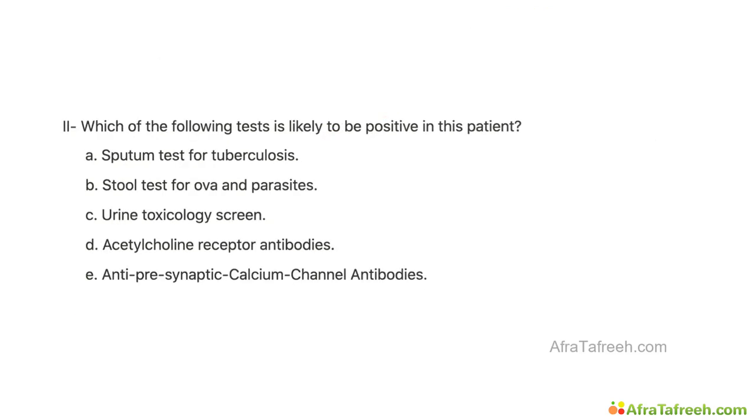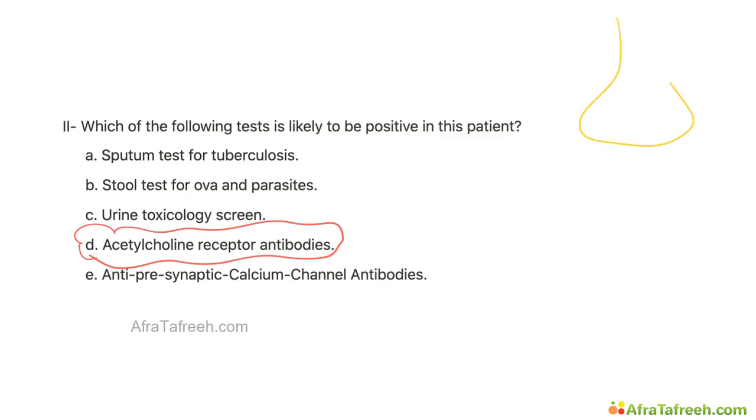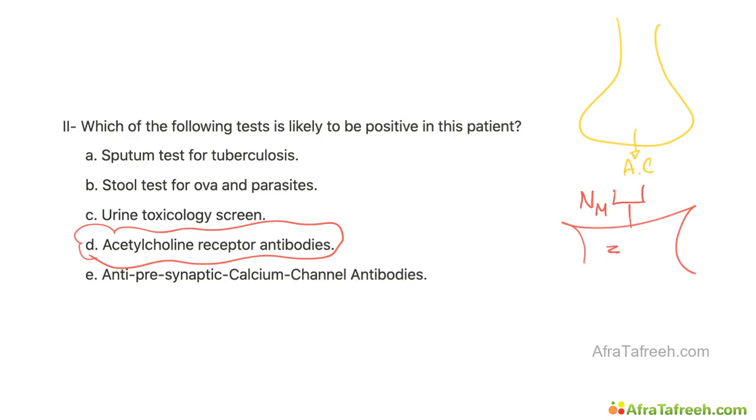Which of the following tests is likely to be positive in this patient? And the answer is acetylcholine receptor antibodies. Think of it this way. Here is the neuron, okay? And here is the muscle. The distance between them is the neuromuscular junction. On the muscle we have what? We have a nicotinic sub-M, M for muscle, receptor. Acetylcholine is coming out of the synapse to bind to this beautiful acetylcholine receptor known as N sub-M.